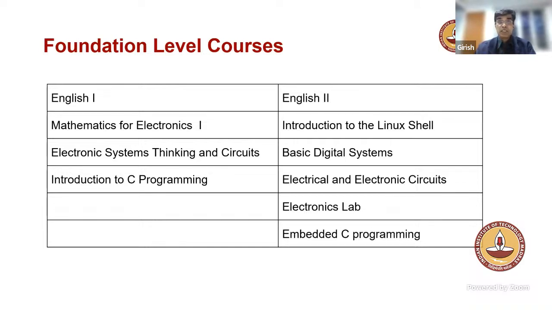So in the first term, you have English 1, Mathematics for Electronics 1, Electronic System Thinking and Circuits, and Introduction to C Programming. Once you complete this, you can take up the next one, which has the courses English 2, Introduction to the Linux Shell, Basic Digital System, Electrical and Electronic Circuits, Electronics Lab, and Embedded C Programming. These are the courses that you have for the foundation level. Only if you complete all these courses will you be eligible to get the foundation level certificate.